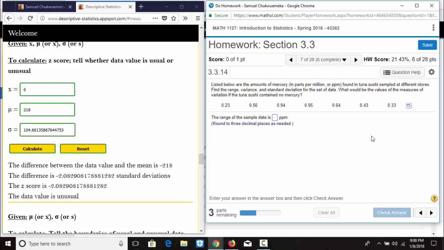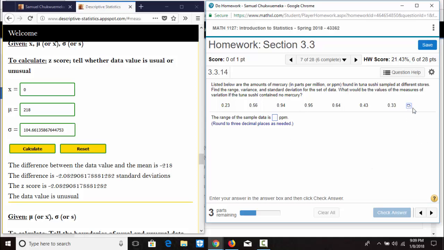Question 7. Listed below are the amounts of mercury in parts per million, or ppm, found in tuna sushi sampled at different stores. Find the range, variance, and standard deviation for the set of data. What would be the values of the measures of variation if the tuna sushi contained no mercury? If the tuna sushi contained no mercury, then this will be 0, 0, 0, 0, 0, 0, 0, right? This was sampled at 7 samples of tuna sushi.